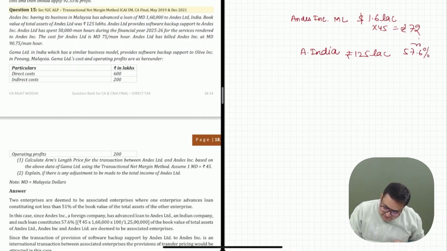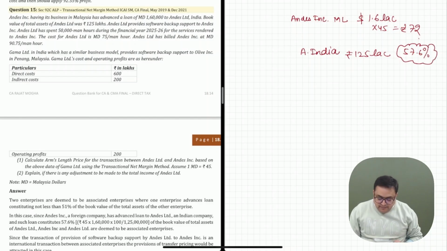Guys, first of all, in your question, you have to comment on whether they are associated enterprises or not. Generally, please don't jump into just calculating ALP. Apply your logic also. Be very attentive that, first of all, they should be associated enterprises. If you just calculate your ALP and do not comment on whether they are associated or not, you will not get full marks.